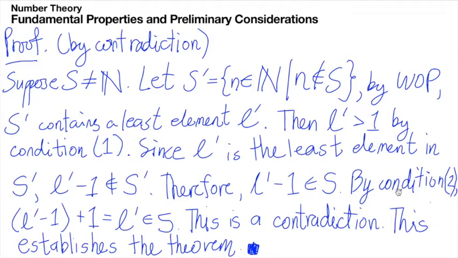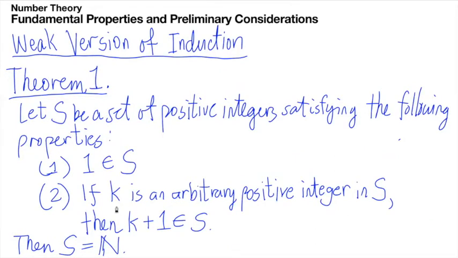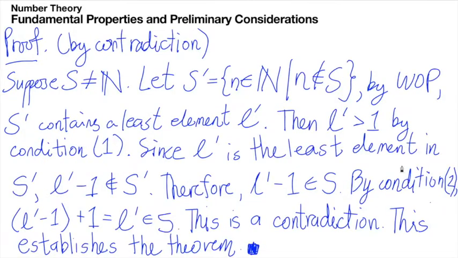By condition 2, if any arbitrary positive integer k is in S, then k plus 1 should also be in S. Notice here, L prime minus 1 is in S, because L prime is the least. So L prime minus 1 cannot be in S prime. Therefore it's in S, and by condition 2, if we add 1, it must also be in S. But L prime minus 1 plus 1 is equal to L prime, which turns out to be in S, which contradicts our statement that L prime is the least element in S prime. So this establishes the theorem. I hope you can follow this.